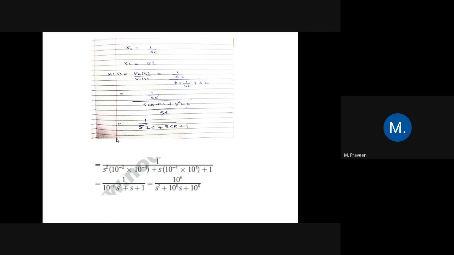So 4 options are given, A, B, C, D. Can you guess what is the answer? So you know what is the formula for V naught of s divided by Va of s. So V naught of s divided by Va of s is nothing but this impedance divided by the overall impedance. Okay. Can you guess what is the answer? Yeah, first we'll write the capacitive reactance and inductive reactance. So I think we all know that Xc is equal to 1 by sC. If we take inductance, it is sL.